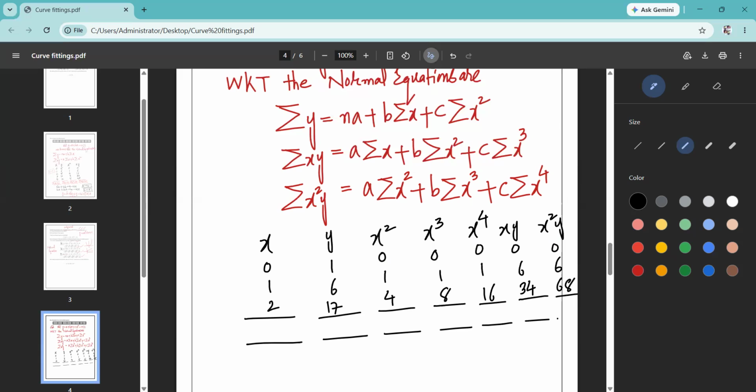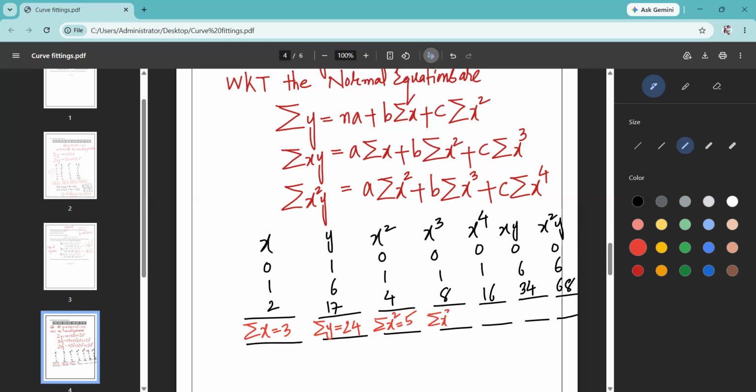Now tell me the values of these answers. Summation x is 3. Next, tell me summation y. 24. Yes, it is correct. Summation x square is 5. Summation x cube is 9.